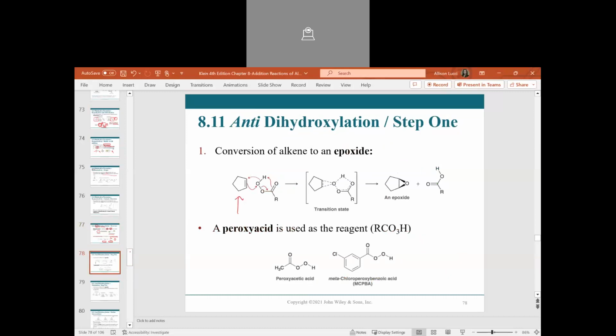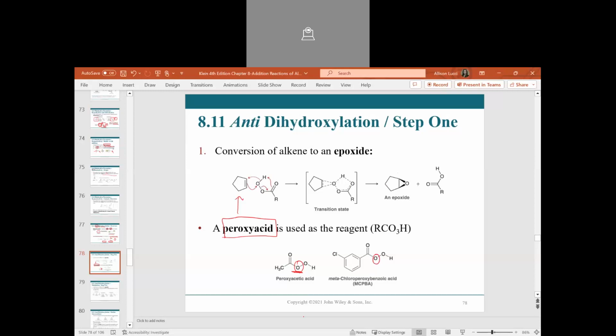So we have our cyclic alkene here. And we have what's called a peroxy acid. There's a couple to note here. Instead of acetic acid, we have this extra oxygen in there. There's an oxygen per the acetic acid, hence the peroxyacetic acid.